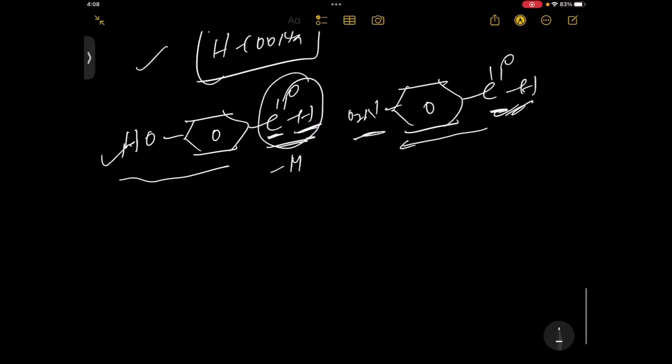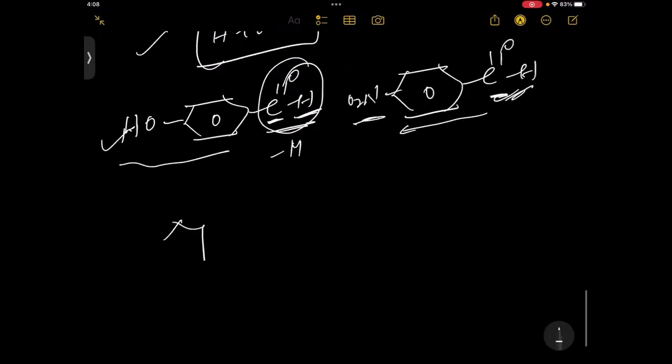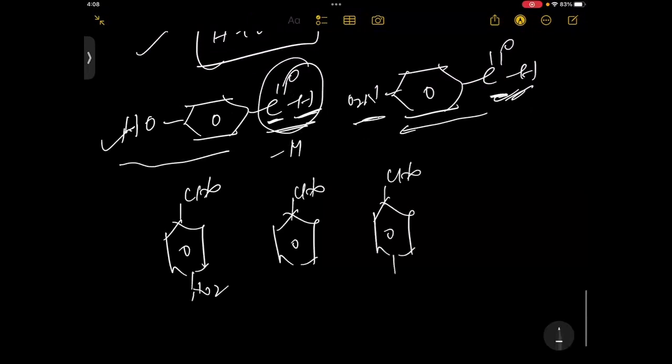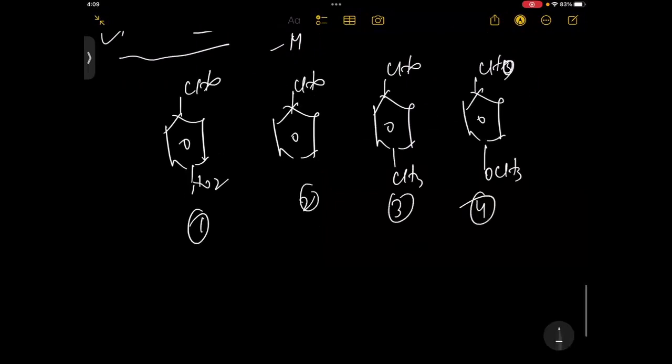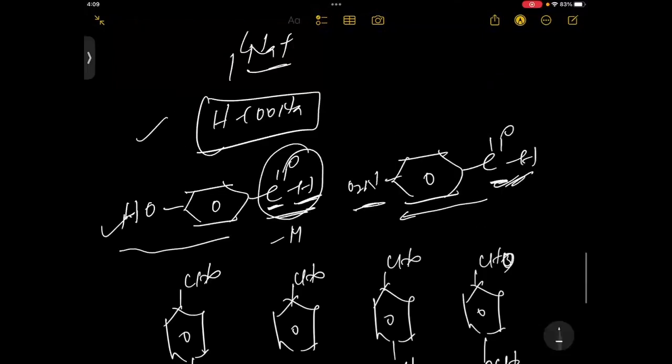See the example I gave here. Here is benzaldehyde with NO2, here is benzene CHO, here is CHO with CH3, and one more example I take here, CHO and OCH3. Can you tell me the order in which the Cannizzaro reaction will proceed faster? This is the first, second, third, and fourth. What will be the order? The first, second, third, and then fourth. This is the order of the Cannizzaro reaction. So I hope you understood why this type of compound is not involved in the Cannizzaro reaction.